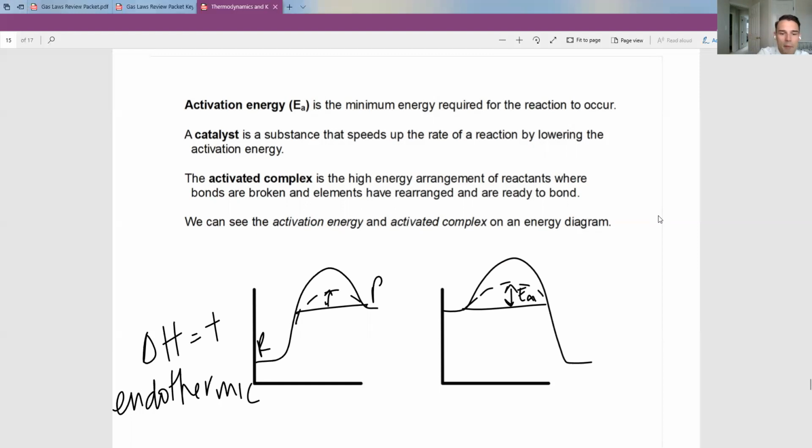So another vocabulary term here, activated complex. The activated complex is at the top of the peak. So it's the high energy arrangement of reactants where bonds are broken and elements have rearranged, but they have not formed a new bond yet. So what happens? The energy goes in to break those bonds. We're at the very top of the peak and my potential energy is the highest. Once those bonds start to form, energy is given off and then you go down that side. So that would be an enthalpy diagram having to do with a catalyst.